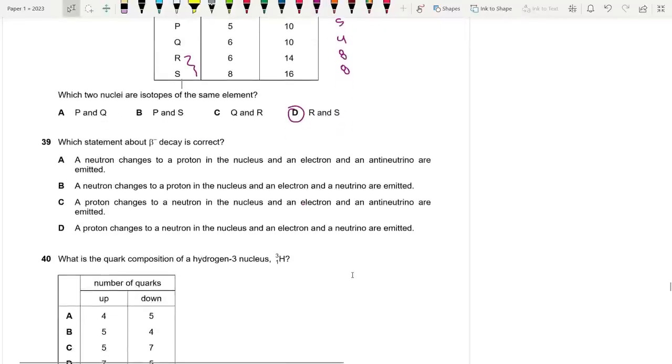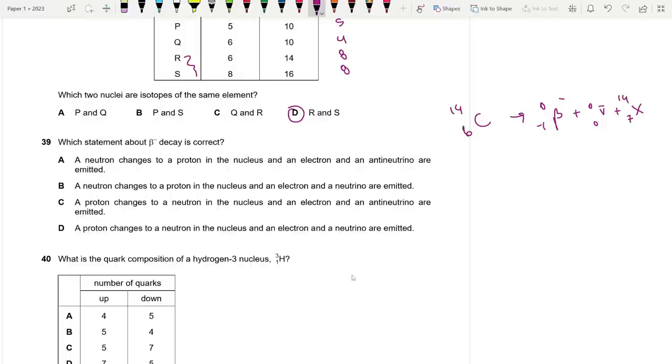Which statement about beta decay is correct? Suppose X, maybe it's 14, 6. We know that this is carbon. So 14, 6 after beta minus decay, 0 minus 1, it releases an electron antineutrino and maybe nucleus X. So the mass number will be conserved and the charge has to be conserved, so this has to be 7. So what actually happened over here?